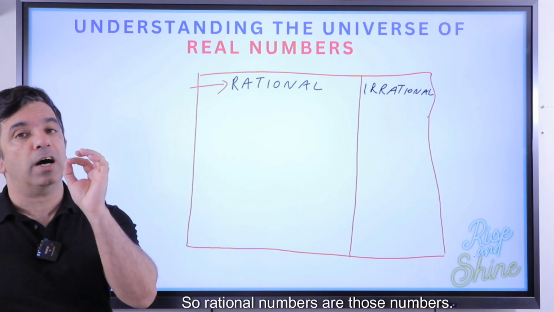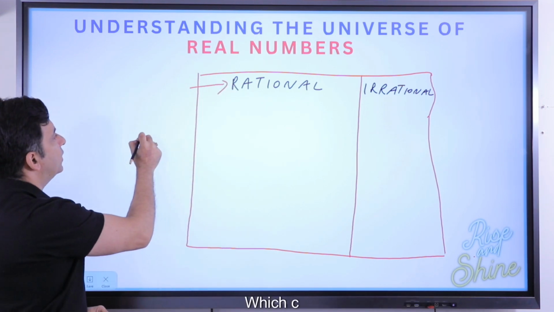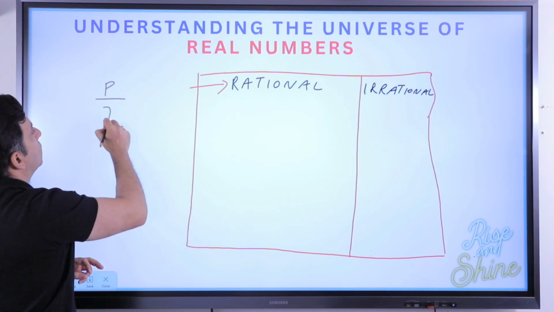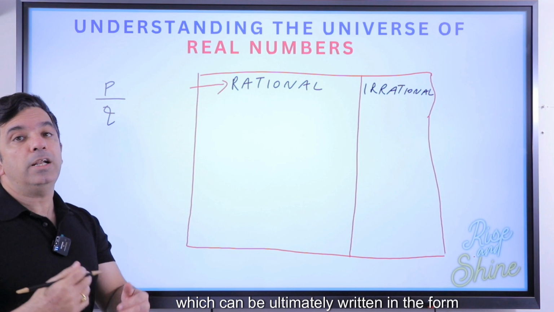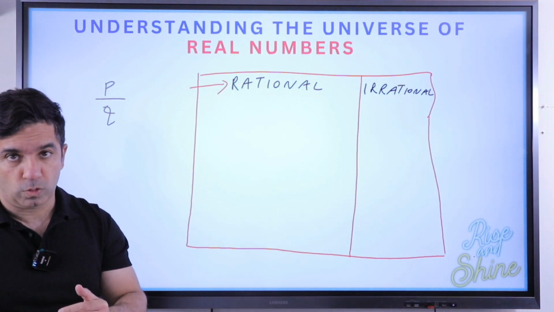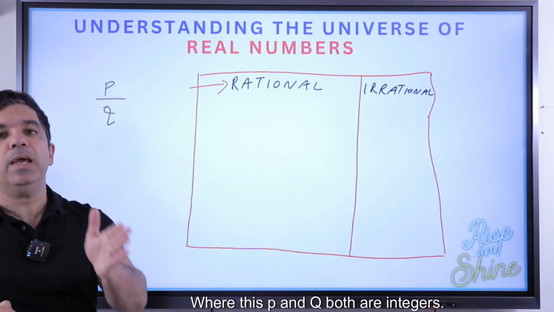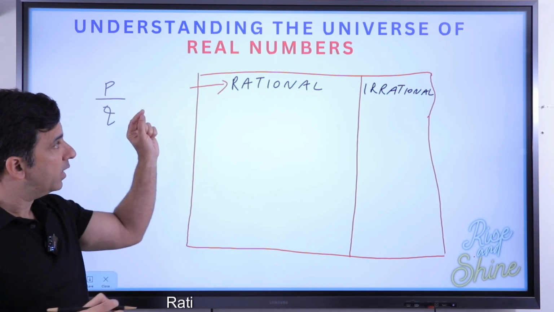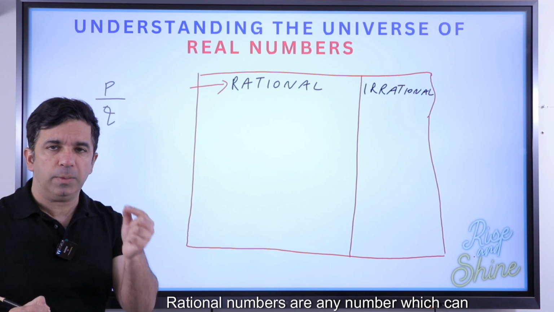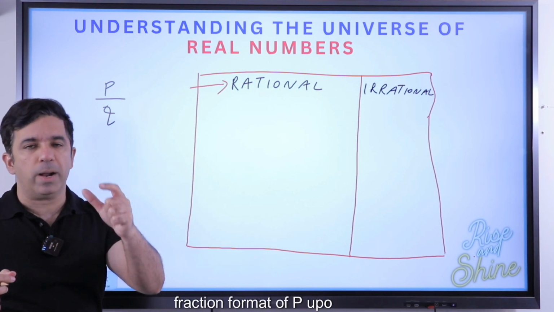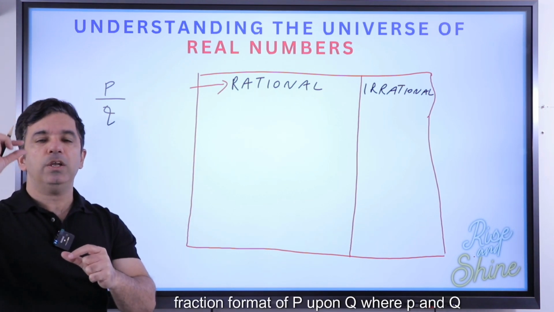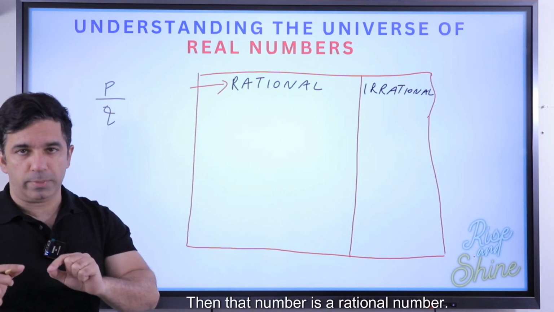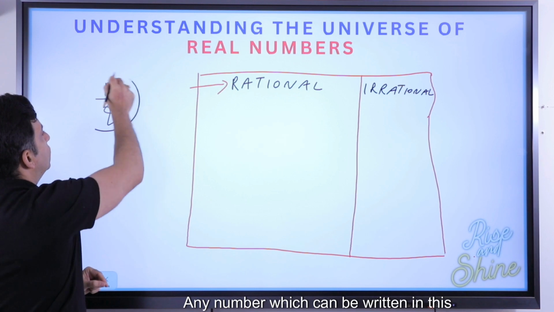Rational numbers are those numbers, and this is an important name for us, which can be ultimately written in the form of P upon Q, where this P and Q both are integers. Just listen to this word. Rational numbers are any number which can be ultimately written in this fractional format of P upon Q, where P and Q both are integers. Then that number is a rational number. Any number which can be written in this format.